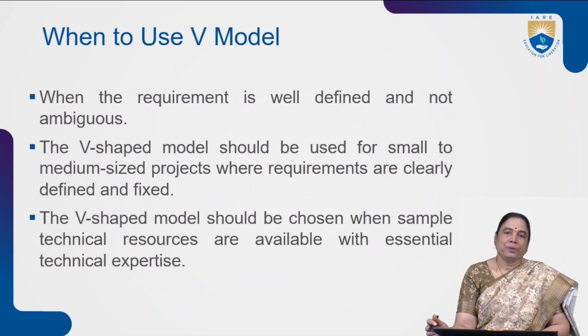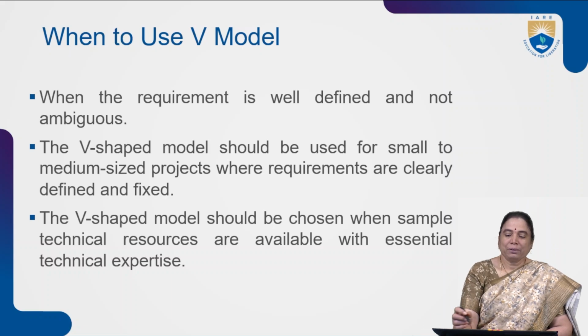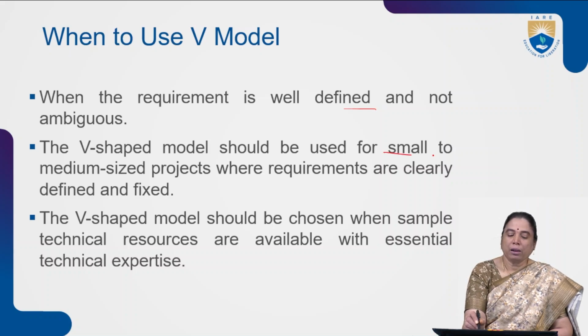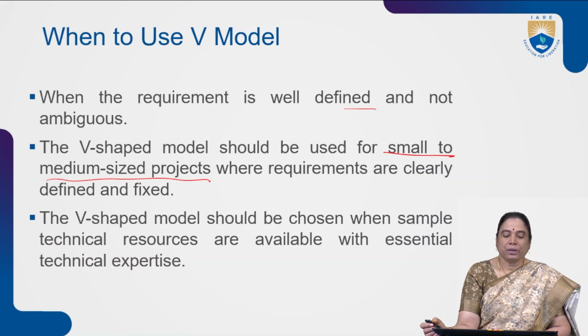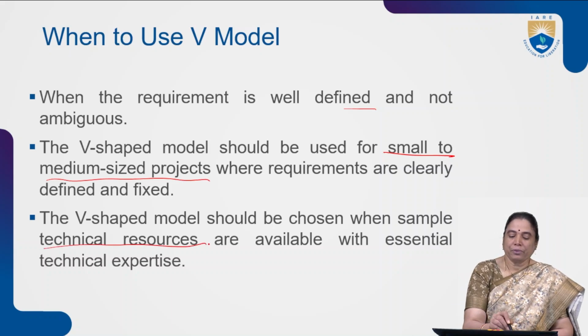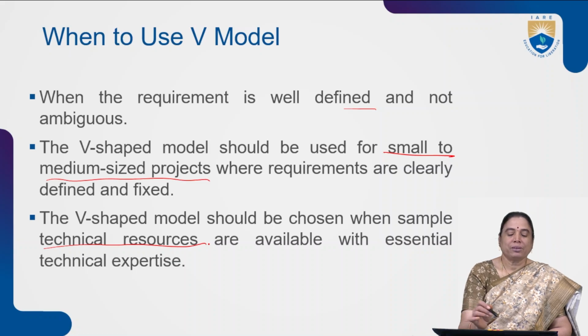So the V-shaped model can be preferred when the requirements are well defined and not ambiguous. The V-shaped model should be used for small and medium-sized projects where requirements are clearly defined and fixed. The V-shaped model should be chosen when ample technical resources are available with essential technical expertise.